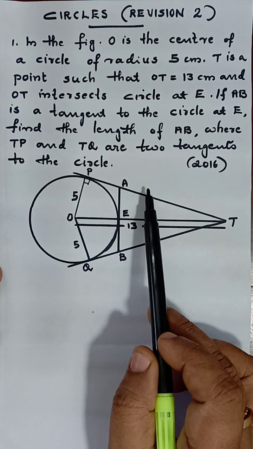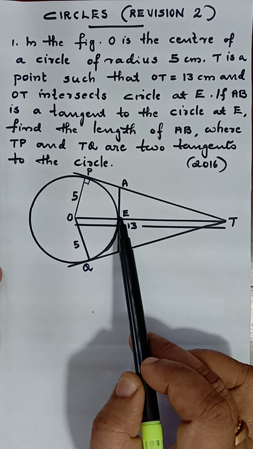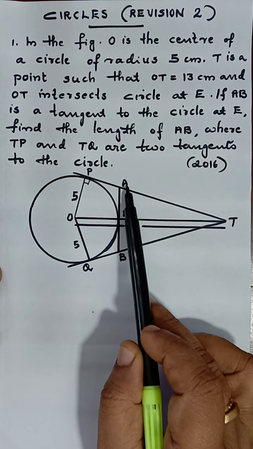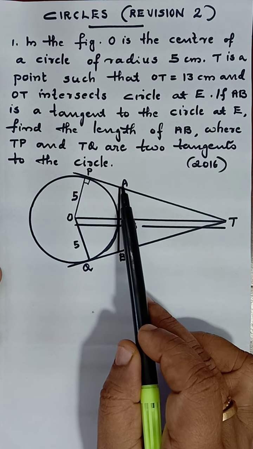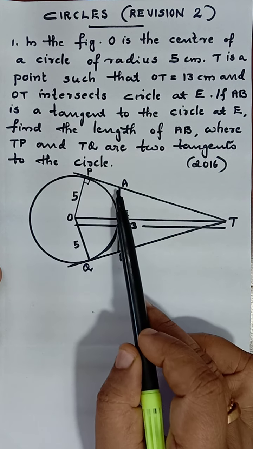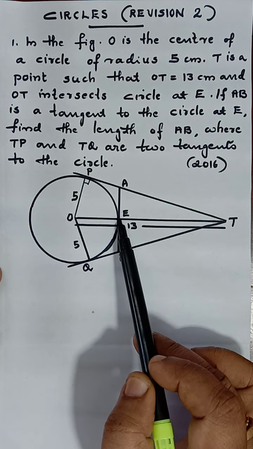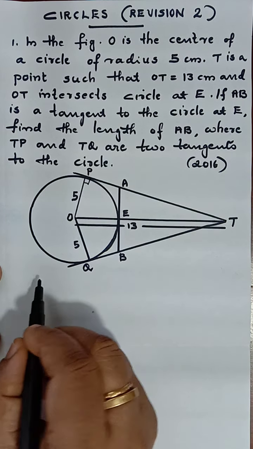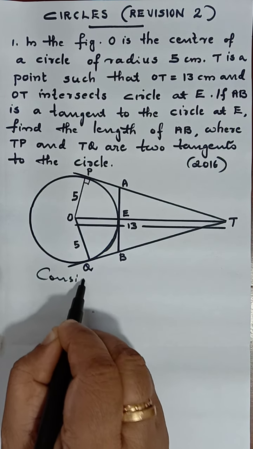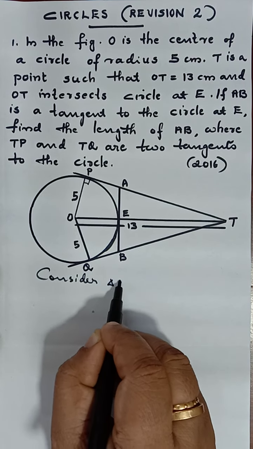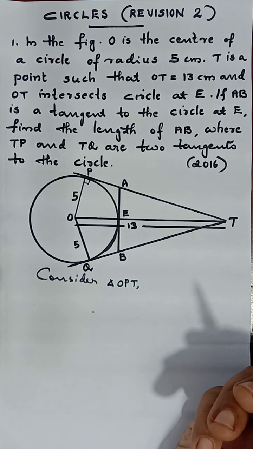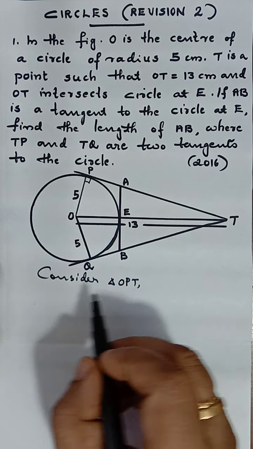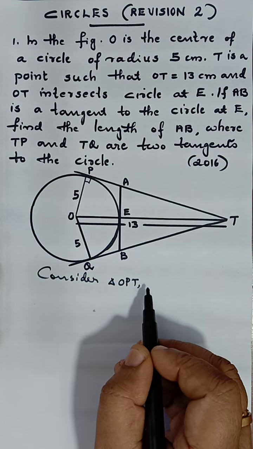After getting this, we will know PA will be equal to EA, because A is a point outside the circle such that the length of the tangent AP will be equal to AE. That's what we are going to use. Let us consider triangle OPT. OPT is a right triangle, we know it.